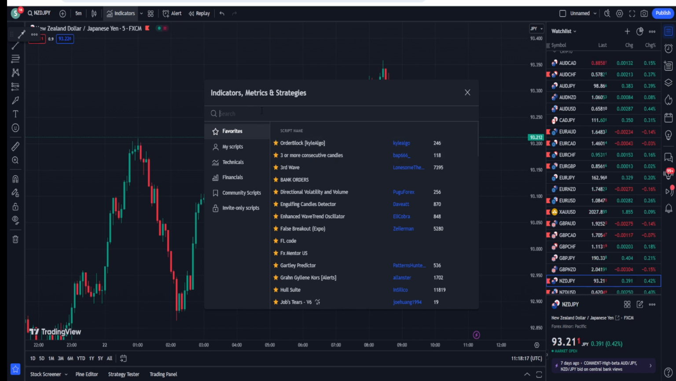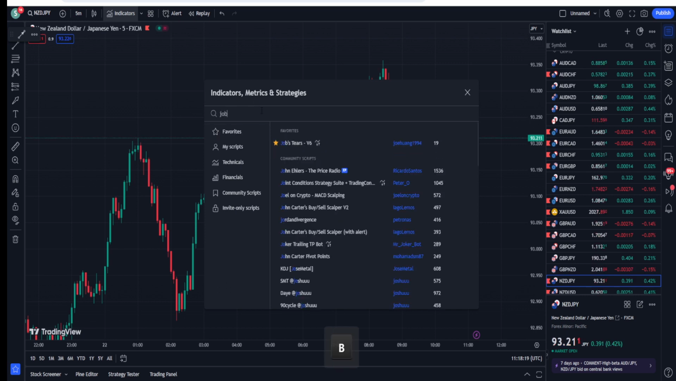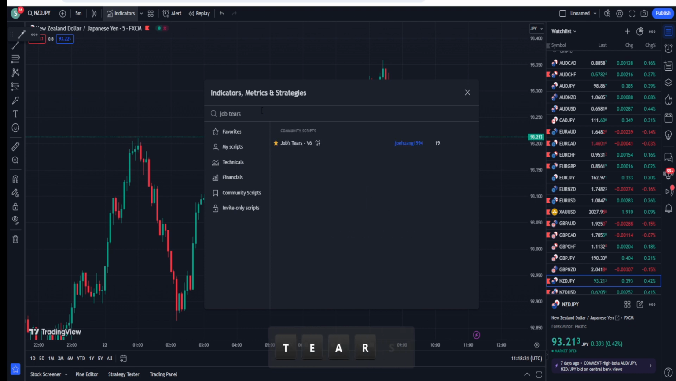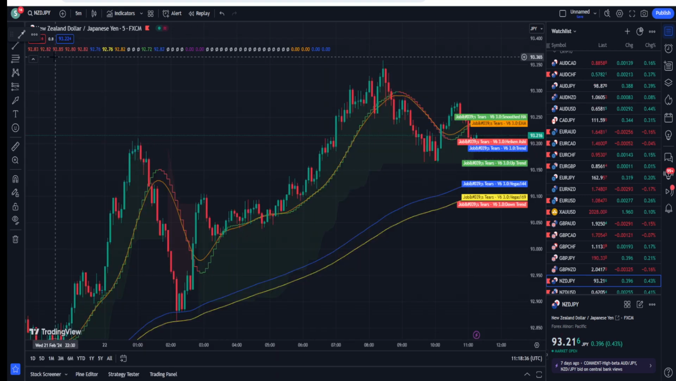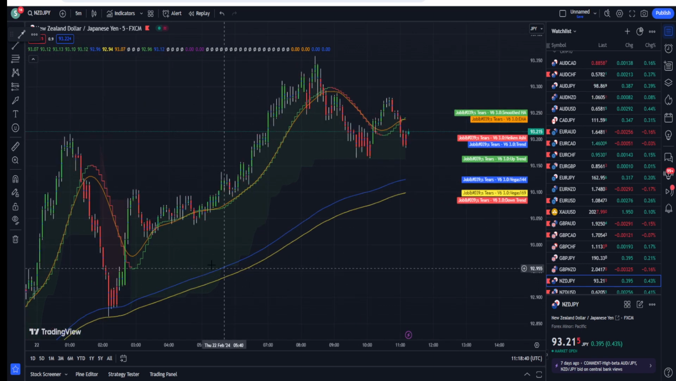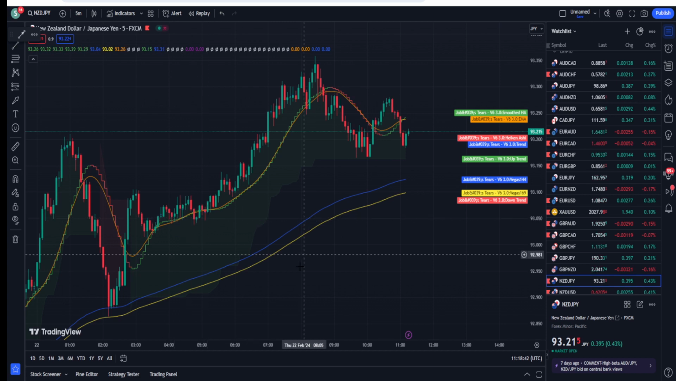Okay guys, when we come into the indicator section here, we will search Job Tiers. When you write Job Tier on TradingView, this indicator will come, called Job Tiers version 6 by Joe Huang 1994, and you can see this is kind of new stuff because we only have 19 likes on this indicator. Once we attach this indicator on our screen, it looks like this: a super trend will appear, and it is also using the EMA lines.